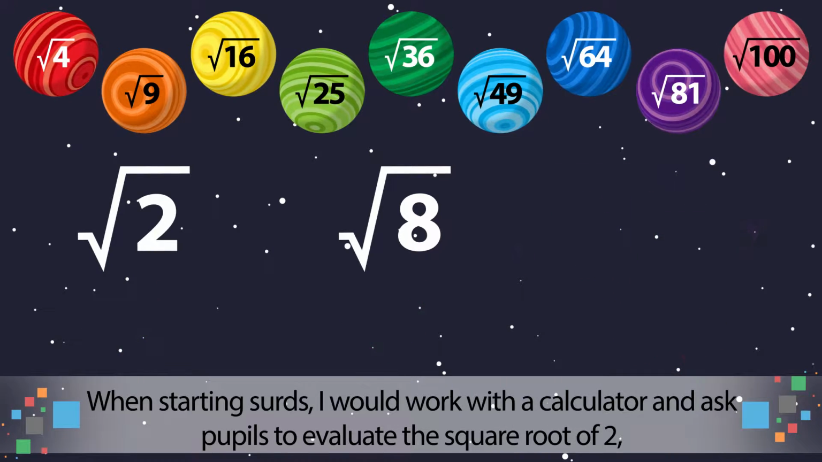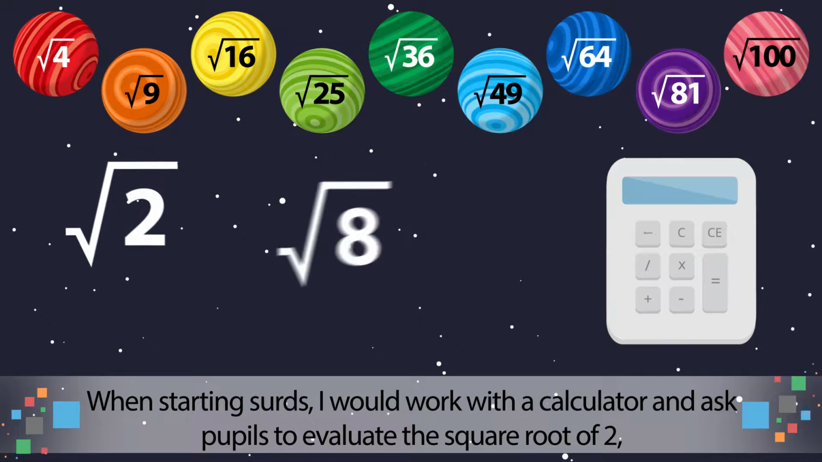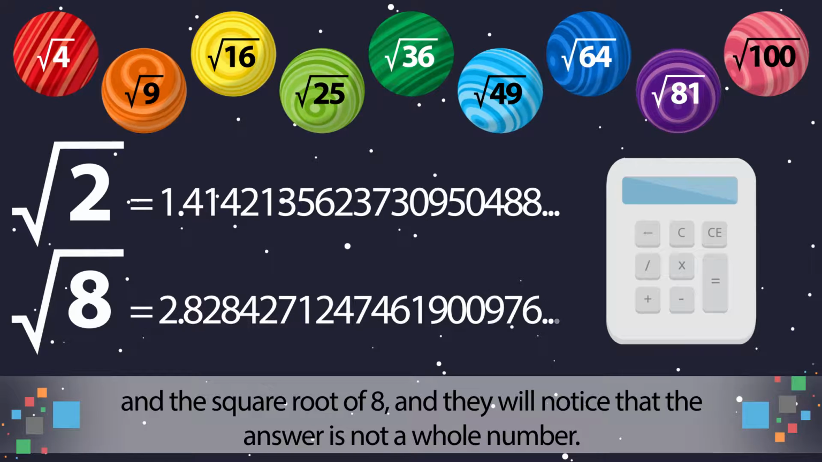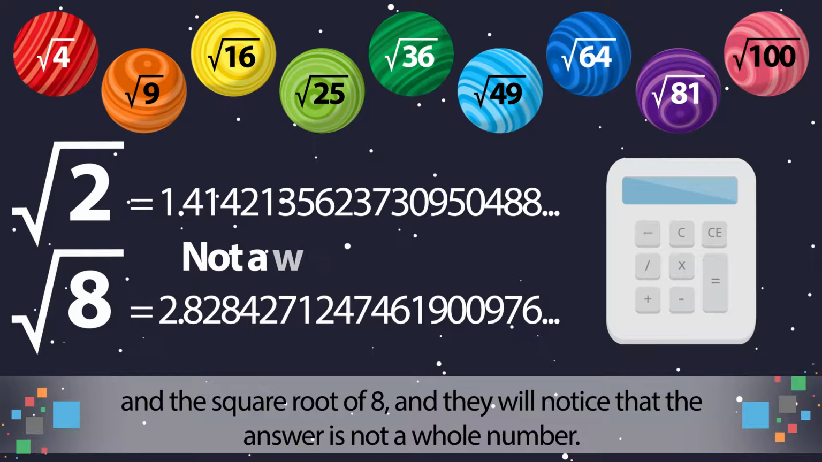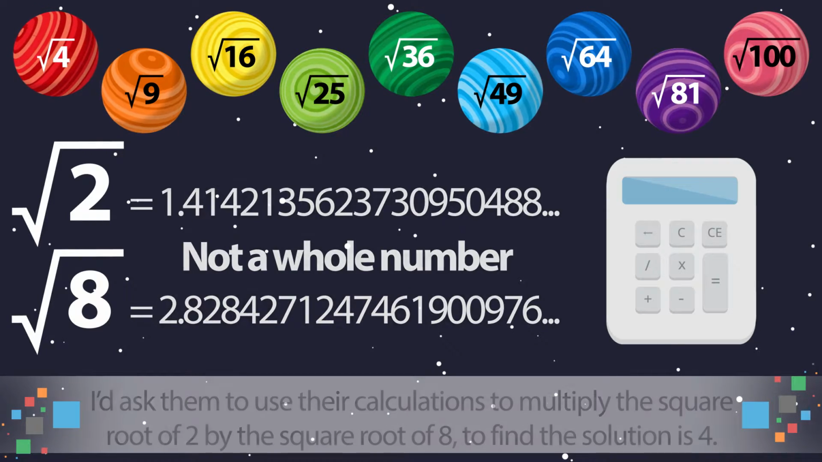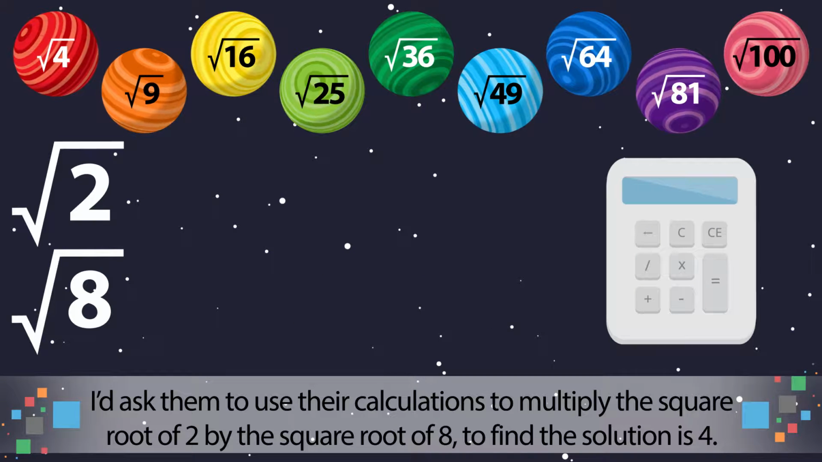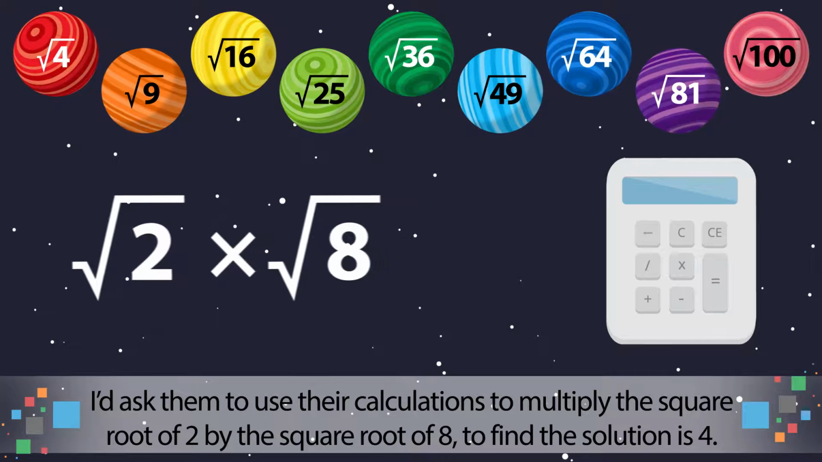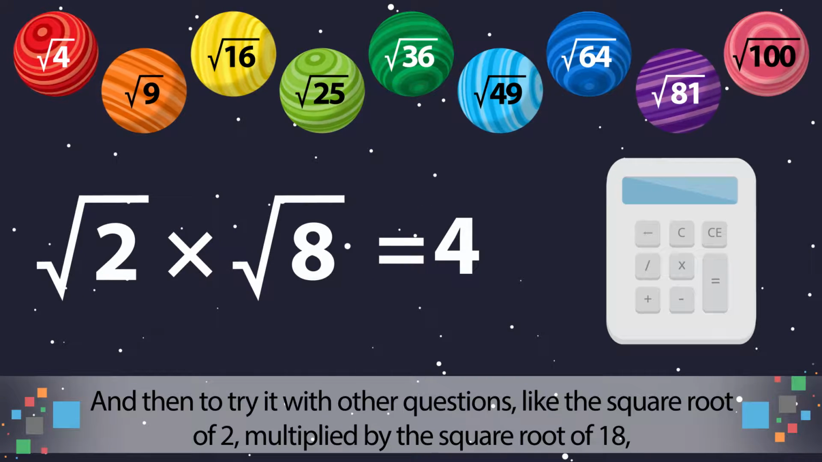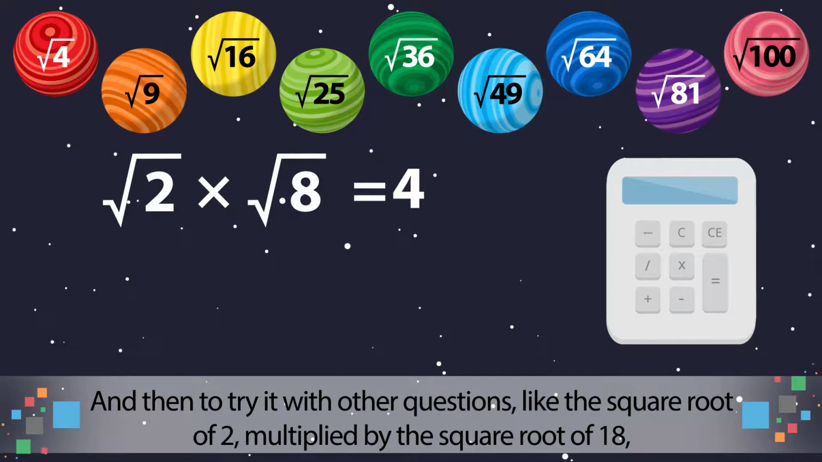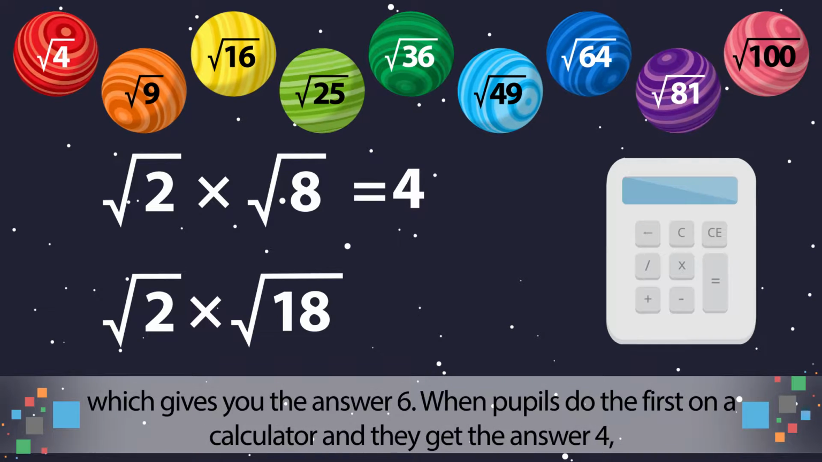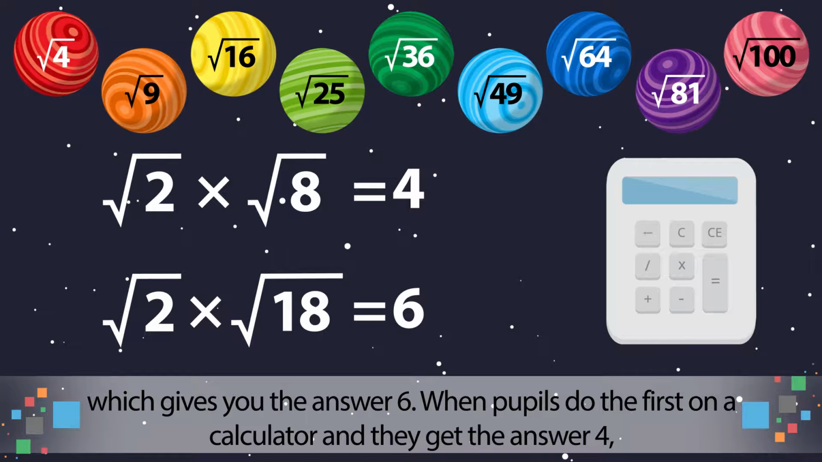When starting surds, I would work with a calculator and ask pupils to evaluate the square root of 2 and the square root of 8, and they will notice that the answer is not a whole number. I'd ask them to use their calculations to multiply the square root of 2 by the square root of 8 to find the solution is 4, and then to try it with other questions, like the square root of 2 multiplied by the square root of 18, which gives you the answer 6.